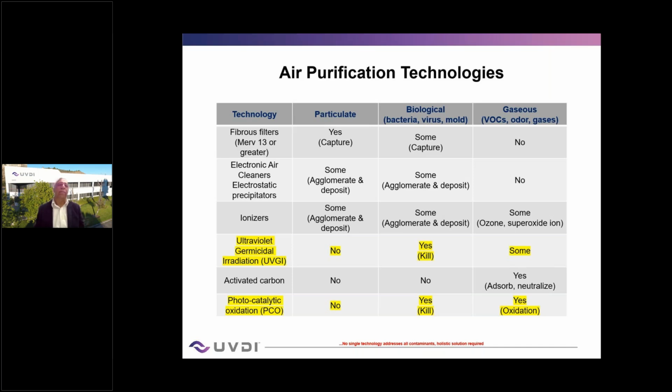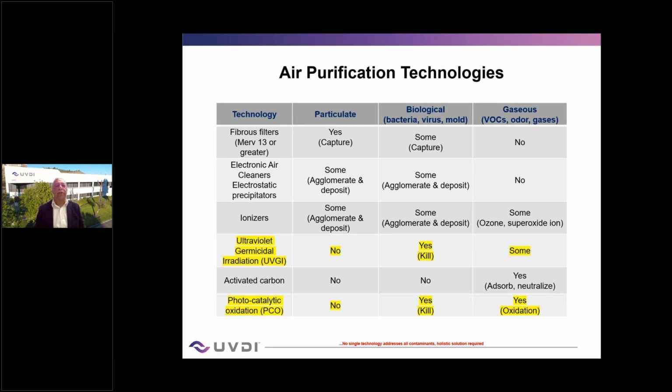But like I said before, the viruses are much smaller. And unless you have a really high HEPA filter or something like that, or even a higher ULPA filter, you would not be able to capture that. Viruses would typically go through the fibrous filter. And fibrous filters typically don't do anything for gaseous contaminants.